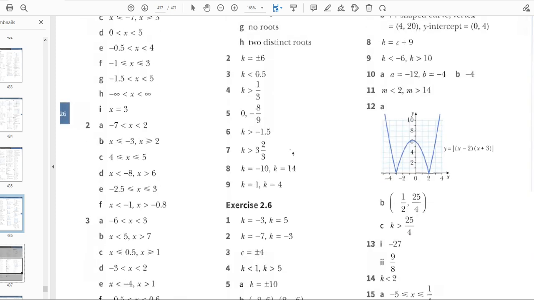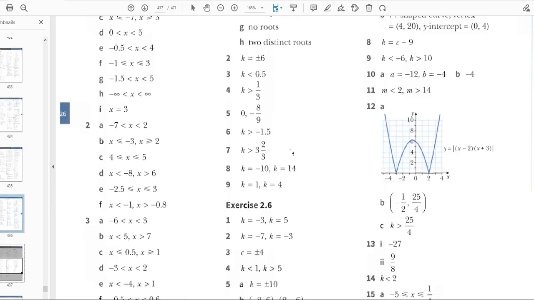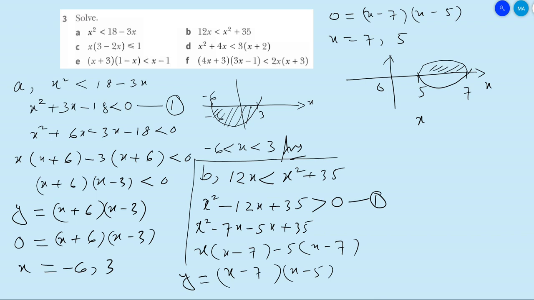Exercise 2.4, question number 3, part B. x is less than 5, x is greater than 7. Okay. x is less than 5 and x is greater than 7.